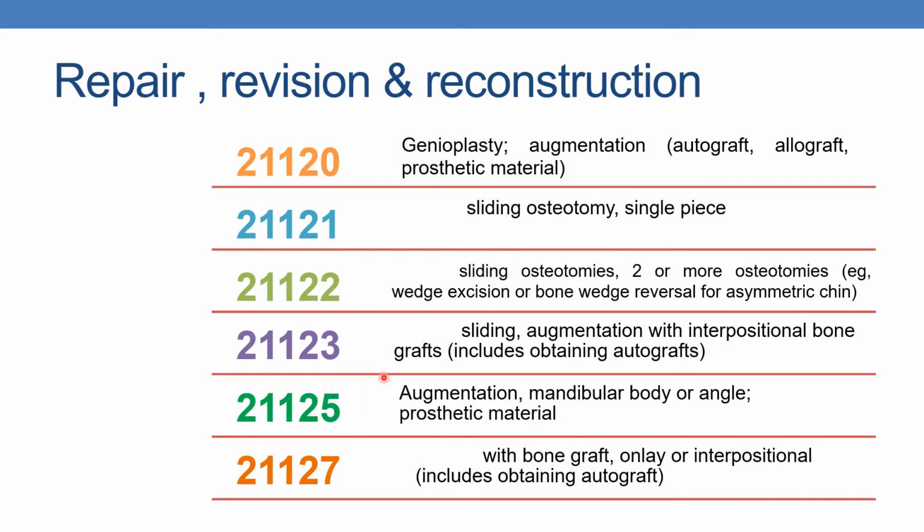The next is 21123. It deals with sliding augmentation with interpositional bone grafts. These all come under genioplasty codes. It includes obtaining autografts. The next is 21125. It deals with augmentation, mandibular body or angle, prosthetic material. The next is 21127. It deals with augmentation, mandibular body or angle with bone graft, onlay or interpositional. It also includes obtaining autograft.